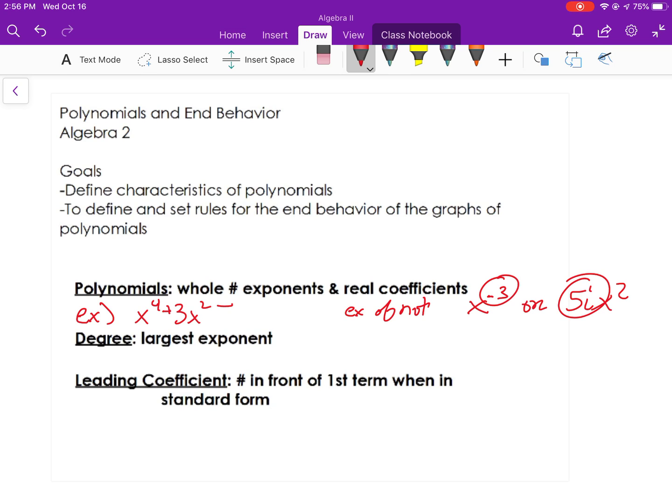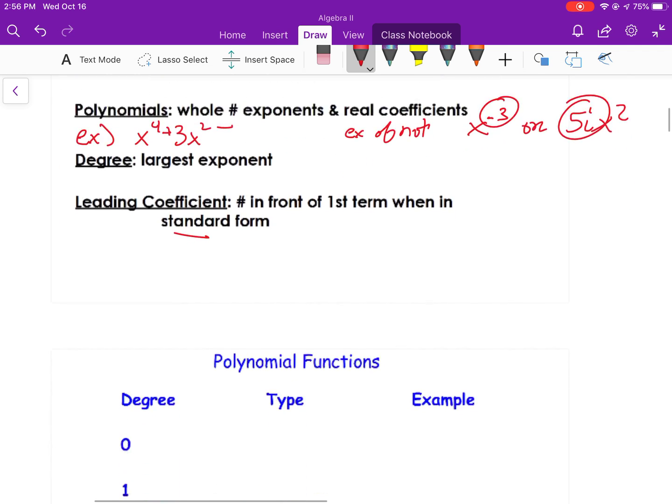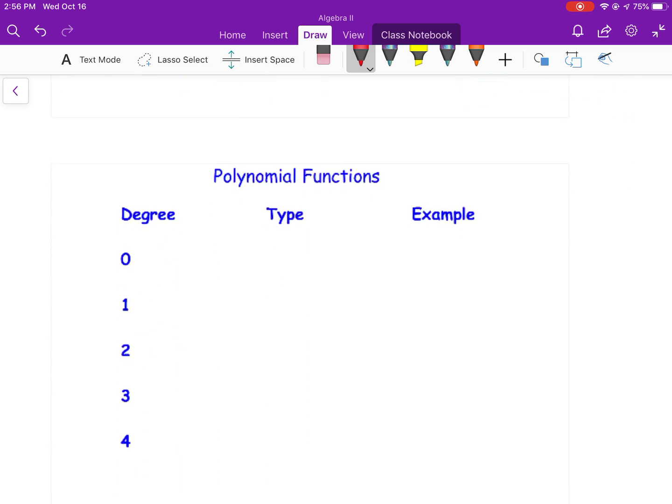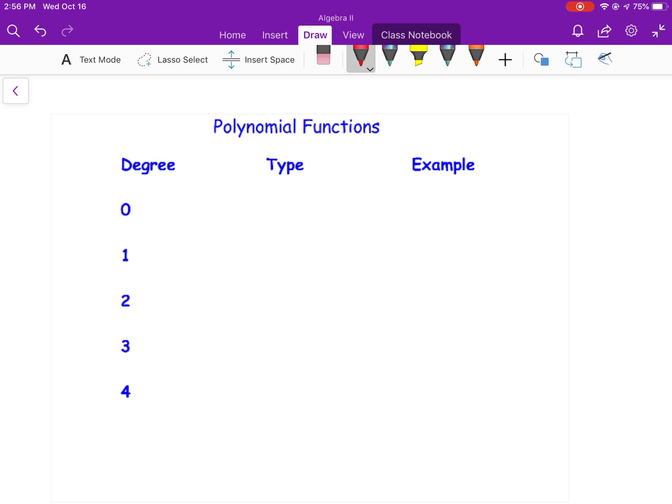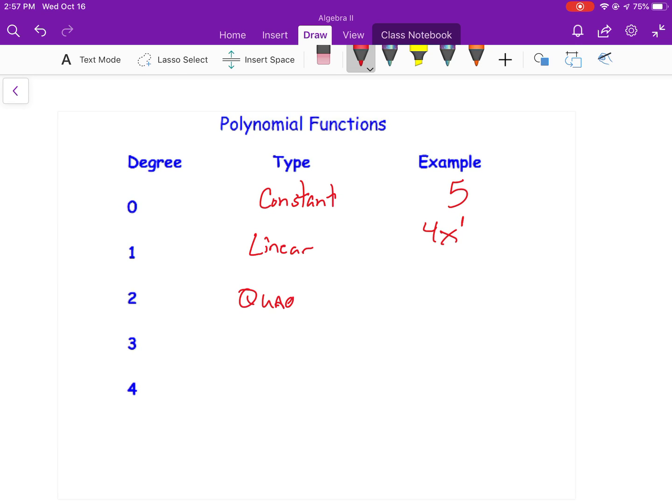The degree is the largest exponent, and the leading coefficient is the number in front of the first term when put into standard form. Okay, so some polynomial vocab. You can name the polynomial by degree. So 0 would mean that it is a constant. For example, me just putting down the number 5, that's a constant. If it's to the first power, it's linear, and you can pick whatever variable you want. If I go 4x, that's really x to the first power, so it's linear. 2, we just got done doing a lot, that's a quadratic.